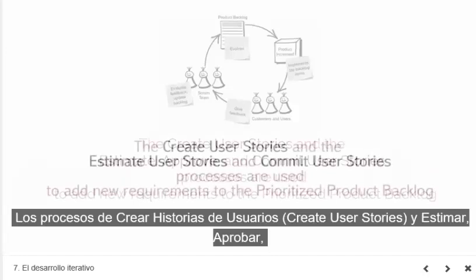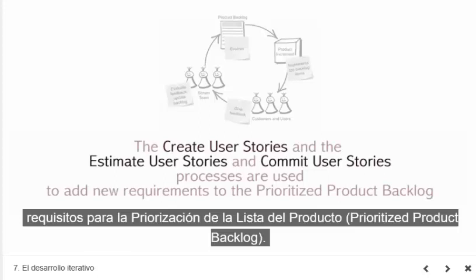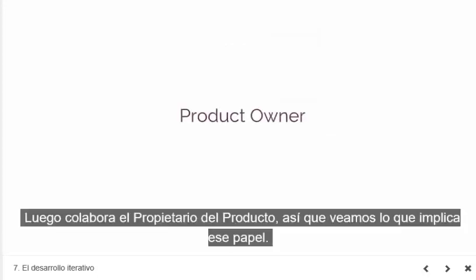The Create User Stories, Estimate User Stories, and Commit User Stories processes are used to add new requirements to the prioritized product backlog. Next, the product owner pitches in. So let's look at what that role entails.